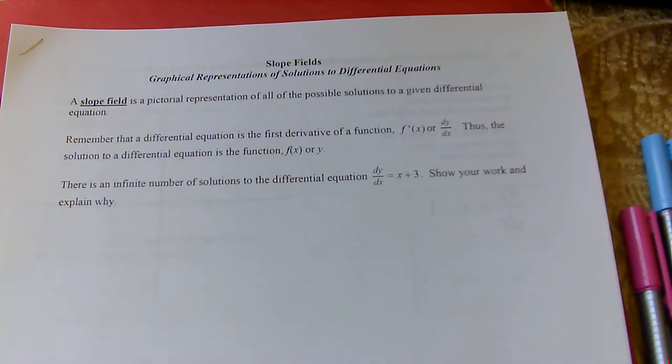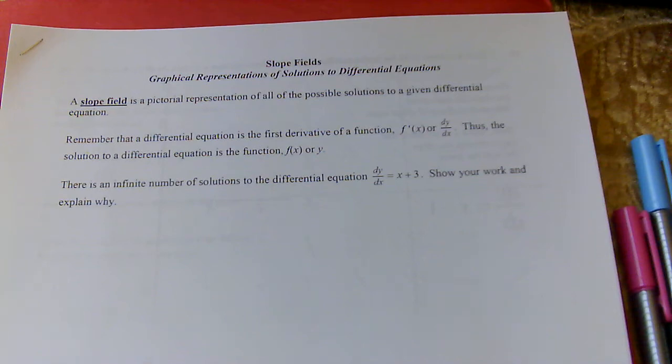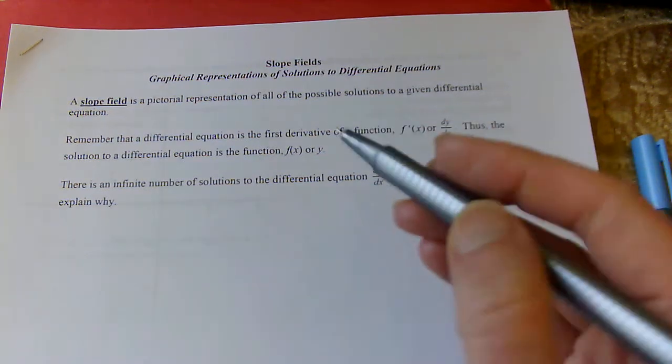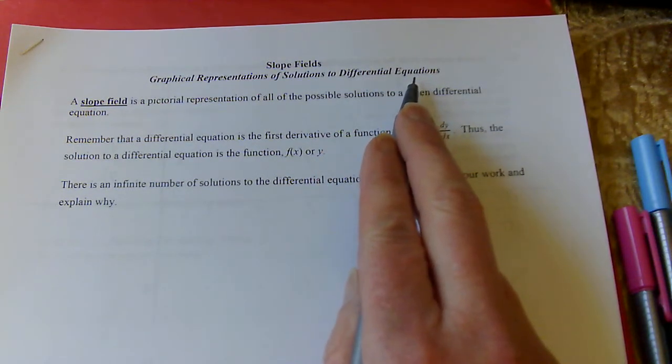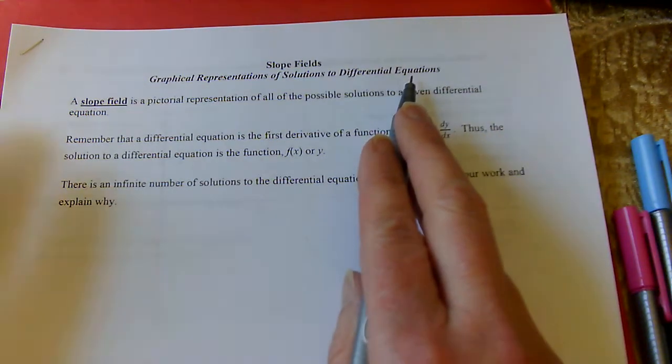Slope fields give us a pictorial representation of all possible solutions to a given differential equation. All of them. So this is not finding the specific solution. A differential equation is when we're given the derivative and we're trying to find the solution.